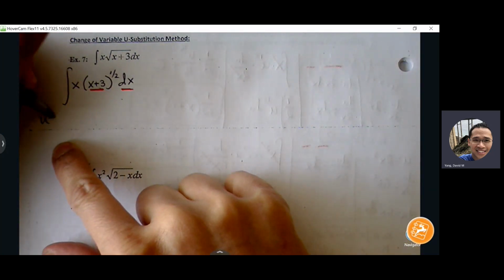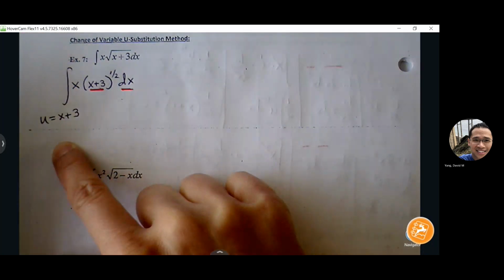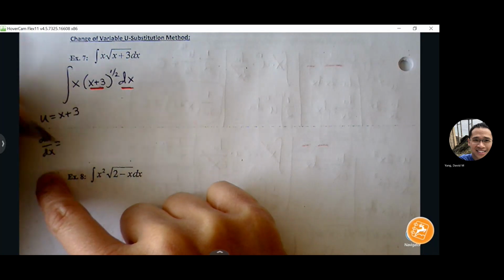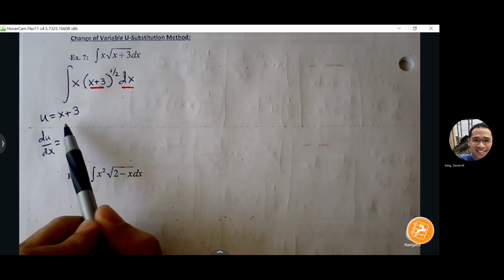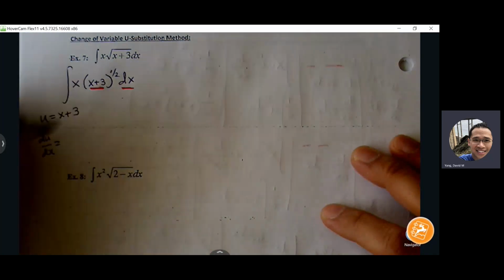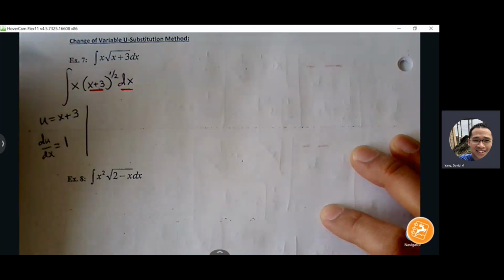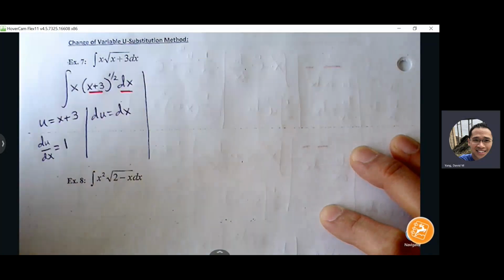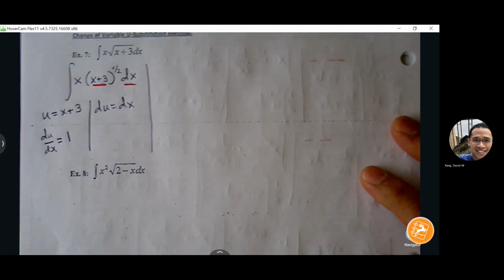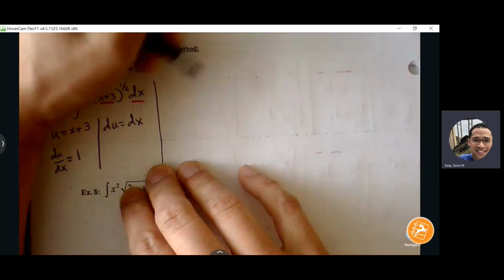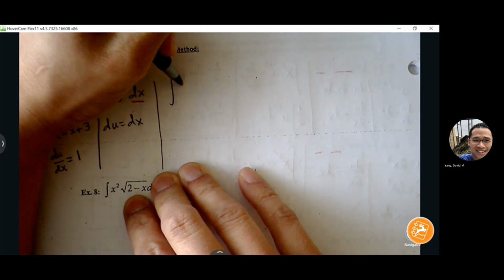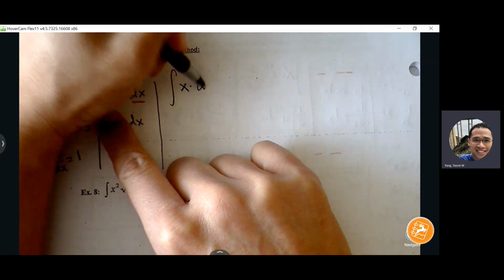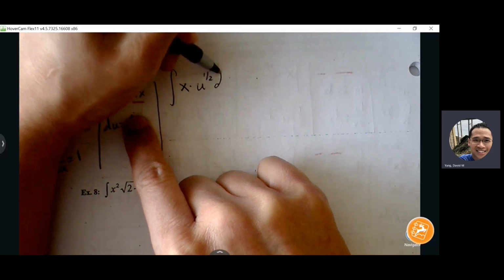Okay, so our U value is x plus 3. Du dx. What's the derivative of x? 1, and 3 goes to a 0. Okay. Cross multiply, solve for dx. All right, so dx is simply just du. So we make our substitution. X stays. Parentheses becomes u. Dx becomes du.